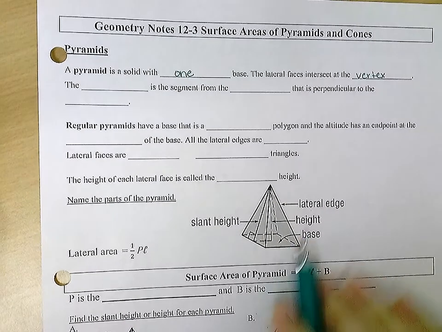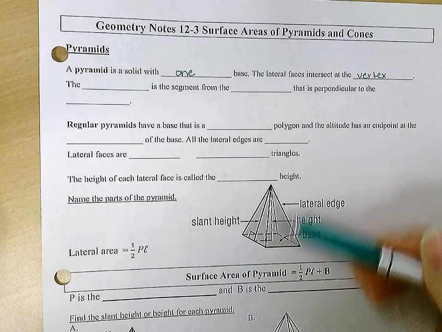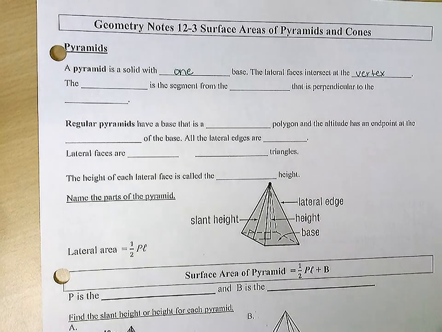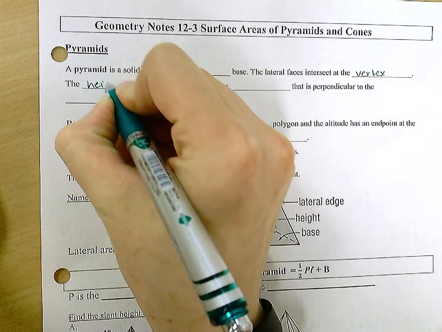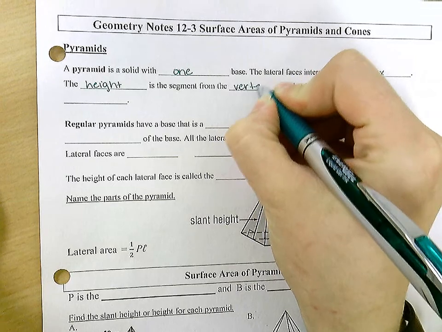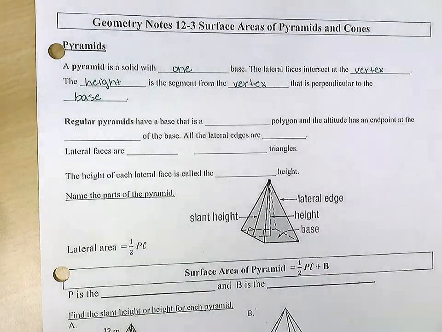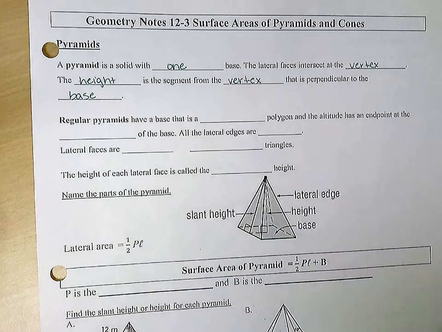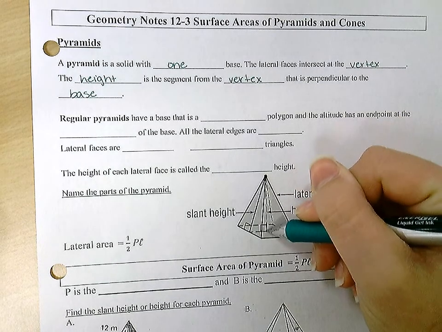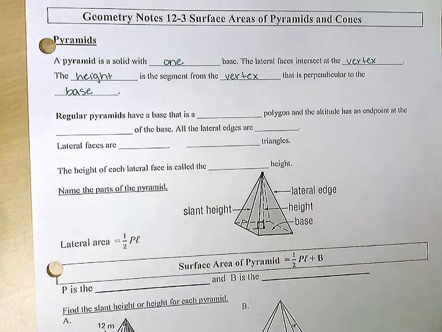If you look at this pyramid here, you have one base right here. All of these lateral faces intersect at this vertex up at the top. The height is the segment from the vertex that is perpendicular to the base. So your height of this pyramid will go from the vertex and then straight down perpendicular to that base. That will be the height of a pyramid.